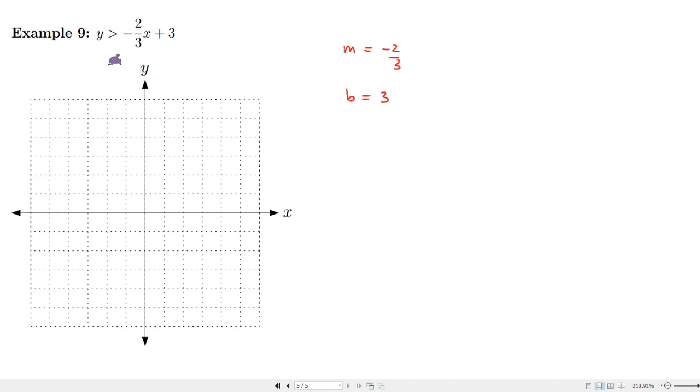Well, it's not allowing equality, so it's going to be dotted again, right? So b is 3. 1, 2, 3. The slope is negative 2 over 3, so that is the rise over the run. So negative 2 for the rise, go down by 2, but then go in the positive x direction by 3 to get to this point here. And this is a dotted line like we just said. And y is greater than what is on this line, so that is going to be the shaded region that is up here.